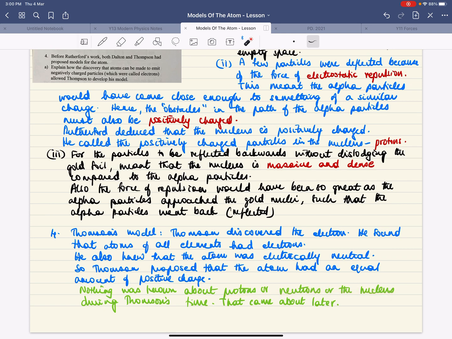so in your answer you should not use any of these words when you're talking about Thomson. Okay, all that came later, and I hope this makes sense.